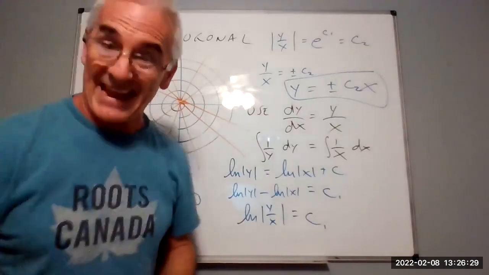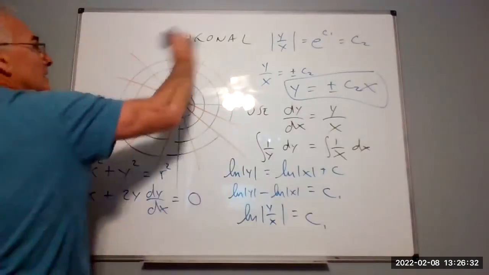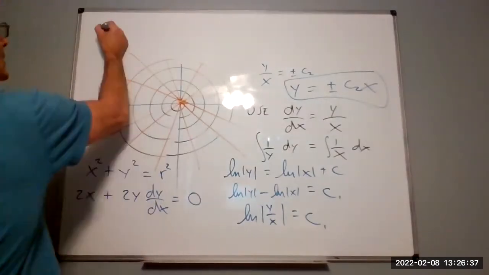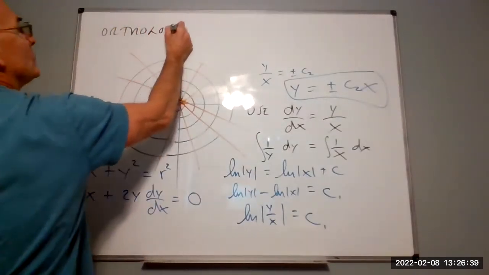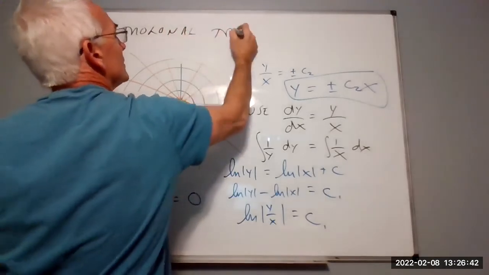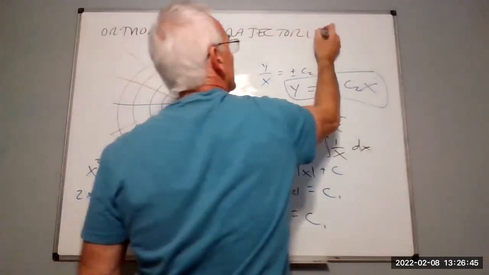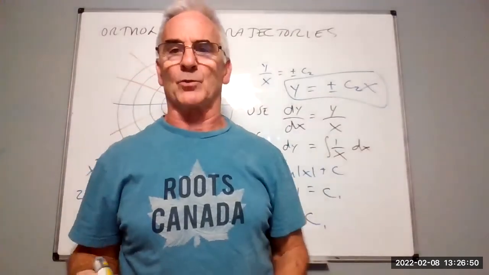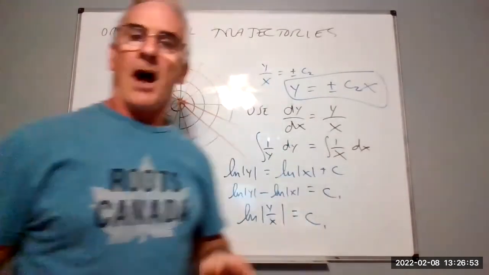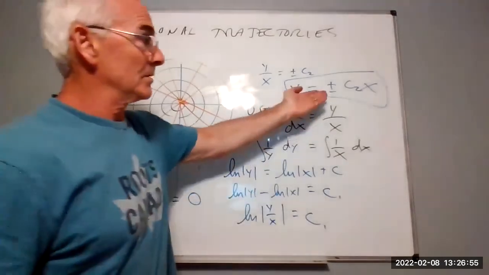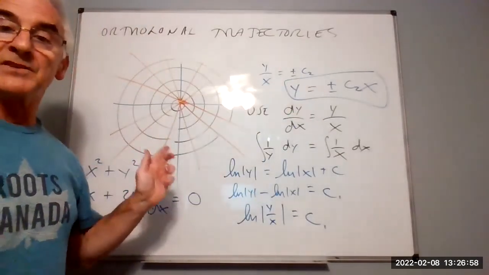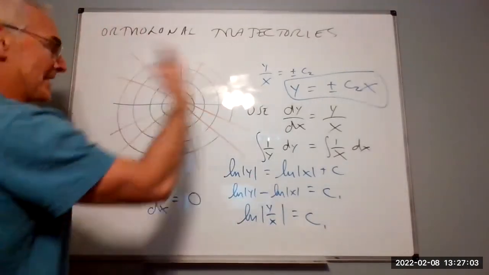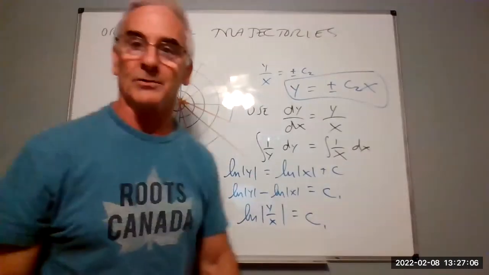Now I'm going to give this a name. What we just did is called finding the orthogonal trajectories. A trajectory, think of it like I'm leaving and going in a particular direction. I found a family of curves that was orthogonal to every one of these circles at every point of intersection. There's infinitely many circles, there's infinitely many lines, and every one of them are orthogonal. That's just crazy, but it's really cool.